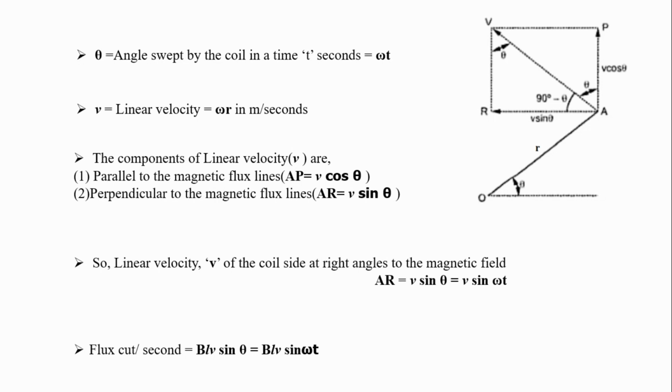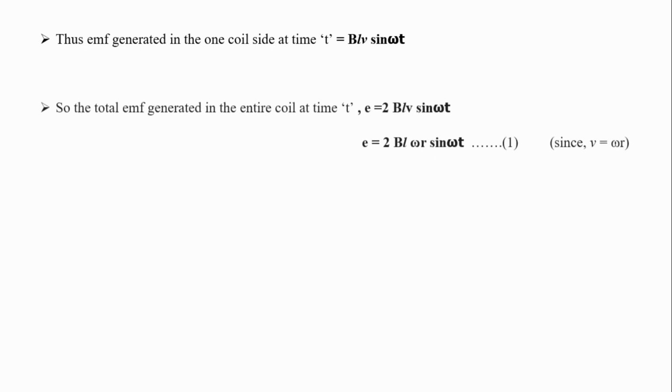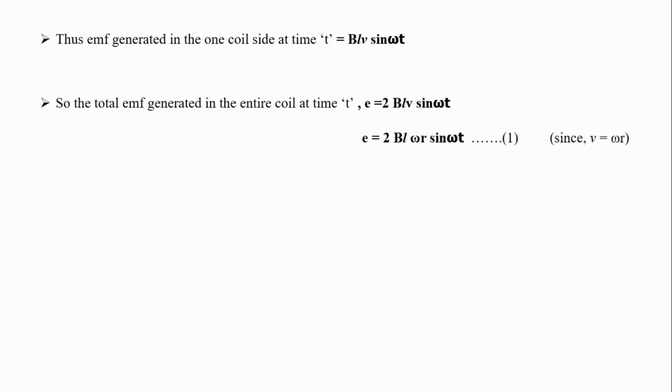Instead of theta, we can substitute omega t. So BLV sine theta is equal to BLV sine omega t. Thus, EMF generated in one coil side. We have a rectangular coil ABCD. AB is one coil side, CD is the other coil side. So the EMF generated in one coil side, let it be AB, at a time t is equal to BLV sine omega t. So the total EMF generated in the entire coil at a time t is equal to 2 times BLV sine omega t.